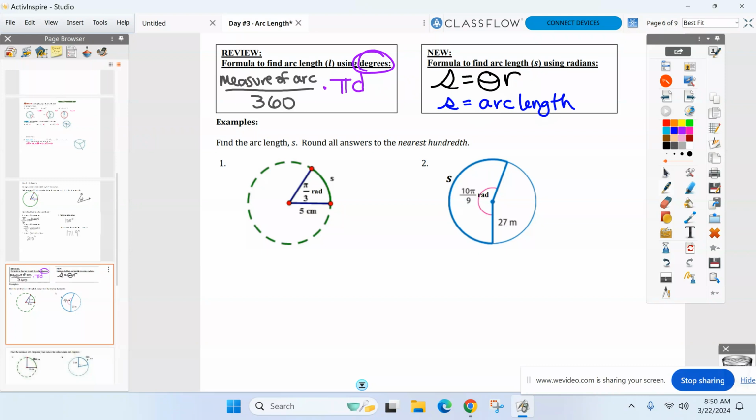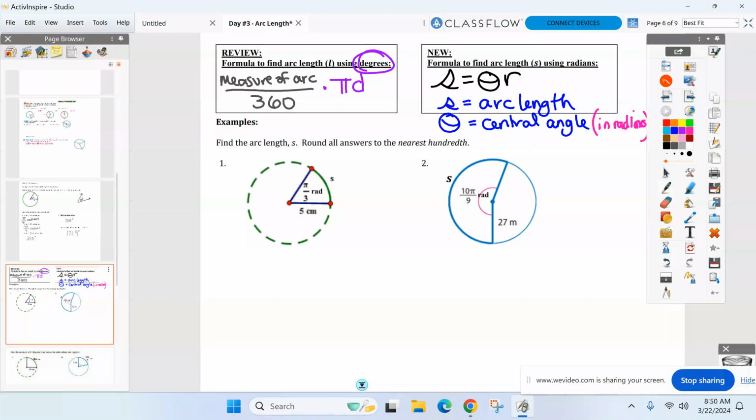Theta, my Greek symbol here, is just going to be your central angle. That's your central angle measure. But it can't be any central angle. It's got to be the one in what type of units? Radians, because that's why I'm using the formula. So make sure you make a note. It's got to be in radians.